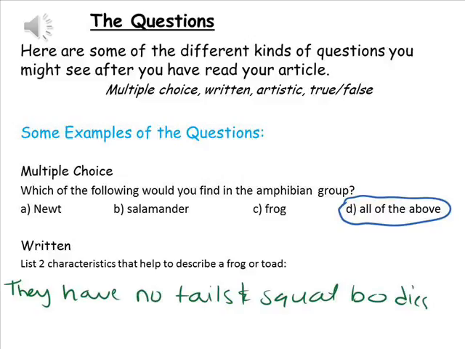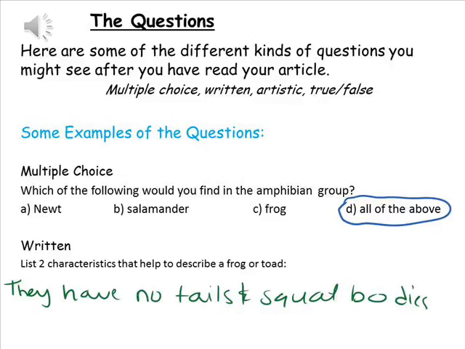Here are some examples of some question types you might see. The multiple choice will have different answers that you can pick from, and the question example says, which of the following would you find in the amphibian group? Newt, salamander, frog, or all of the above? All of the above would be the correct answer, which is why it is circled.